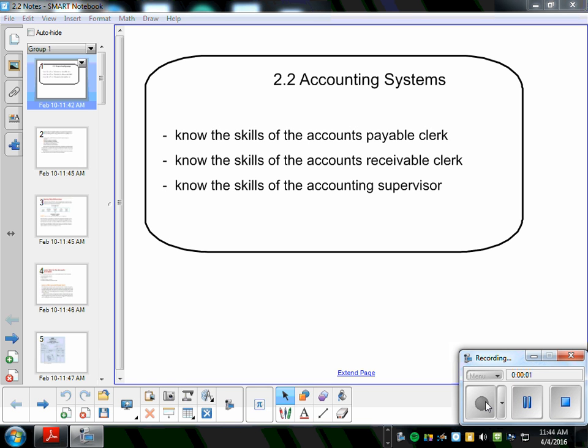Welcome to 2.2 Accounting Systems, and it's page 360 of your textbook if you're following along. In our last section, we just briefly talked about what accounts payable and receivable clerks and accounting supervisors would do. So in this section, we're going to go into their jobs in a little more detail.